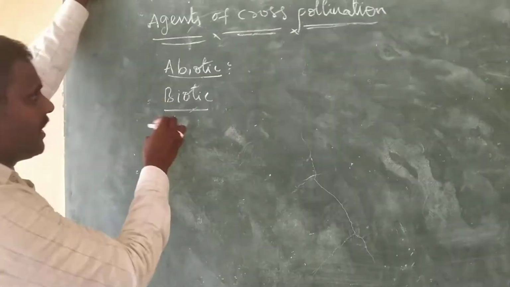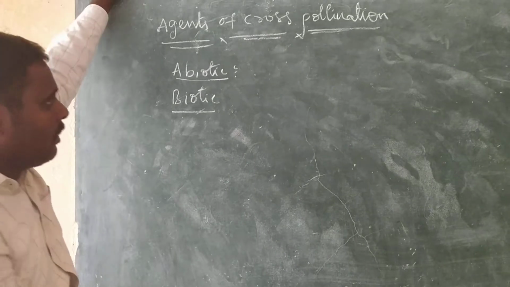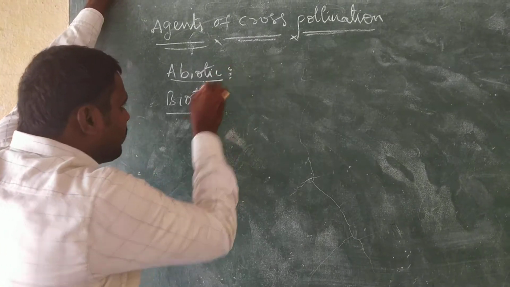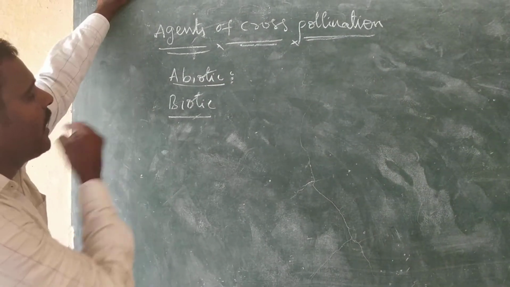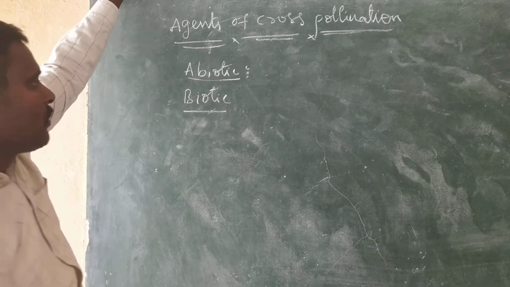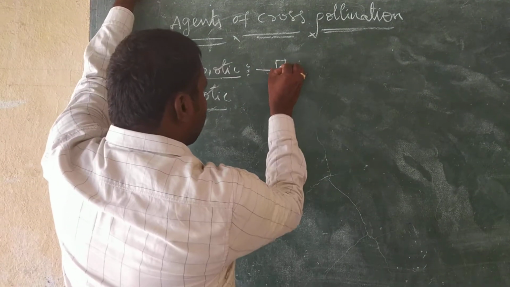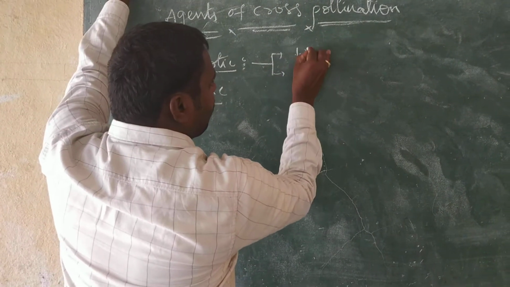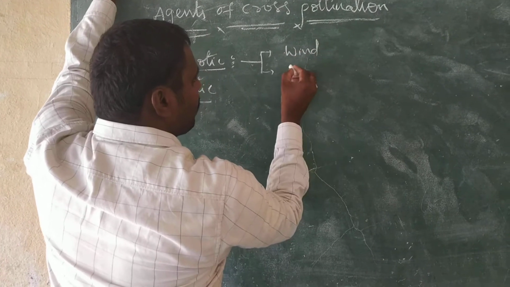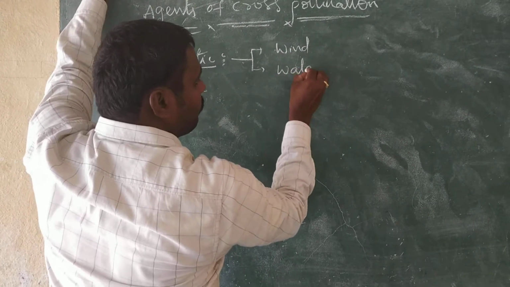Abiotic, the name itself indicates that 'a' means absent. The pollinating agents which do not have life, those are called abiotic agents. There are two types of abiotic agents. The first one is wind and the second one is water.